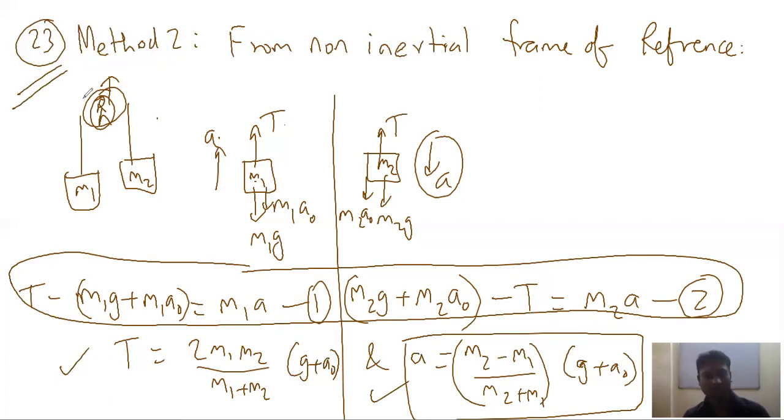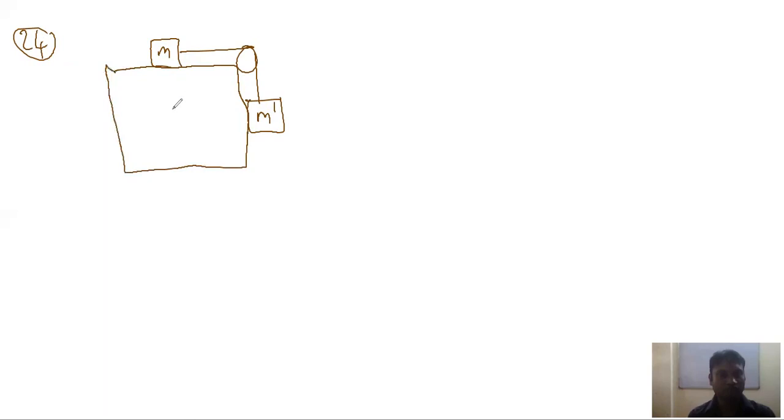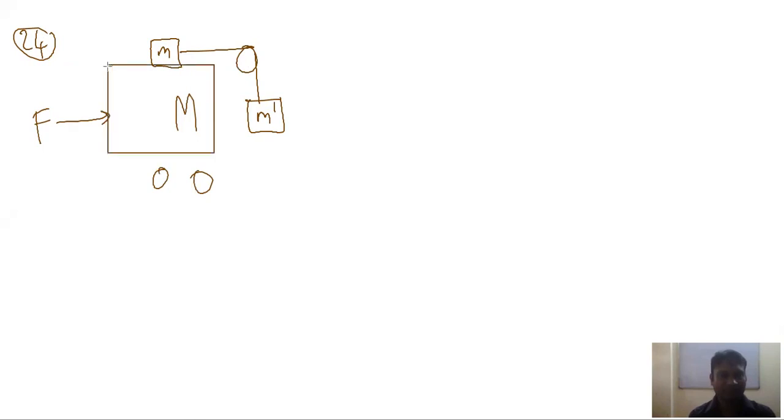Now, moving on to next question of our booklet, which is question number 24. In question number 24, we are given two smooth blocks. One block is small m, another is m dash. These two blocks are kept on a smooth wedge of mass capital M. Now if we apply a force capital F on the wedge, let me draw a better one. This is a better one.